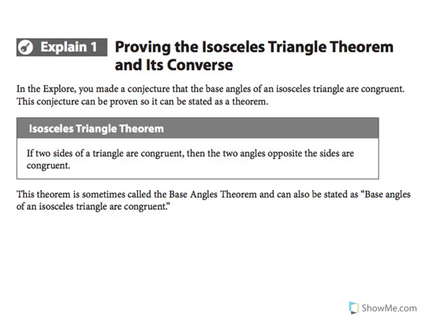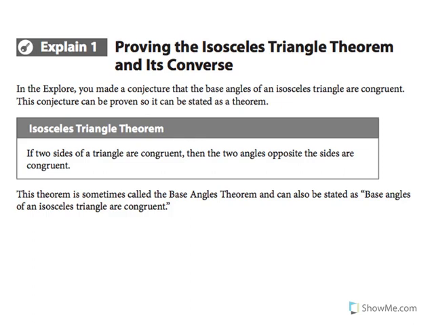Example 1. Proving the isosceles triangle theorem and its converse. In the Explore, you made a conjecture that the base angles of an isosceles triangle are congruent. This conjecture can be proved, so it can be stated as a theorem. Isosceles triangle theorem: if two sides of a triangle are congruent, then the two angles opposite the sides are congruent.